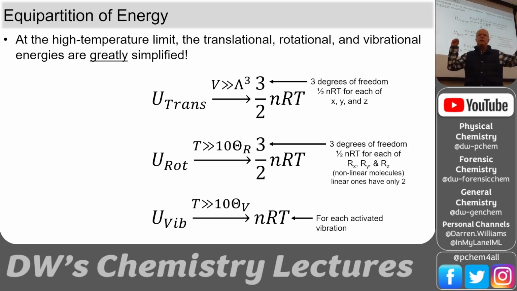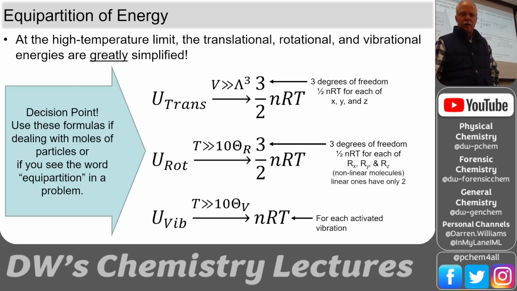But for the CH stretch, that's 3,000 wave numbers. And so we would have to be at 40,000 Kelvin, 10 times 4,000, to activate the CH stretch. We're never going to activate the CH stretch. The molecule would fall apart. So this is the decision point. If you use these formulas, if you're dealing with moles of particles, or you see the word equipartition in the problem, or you're dealing with even translational motion or rotational motion. So those are just some pro tips.